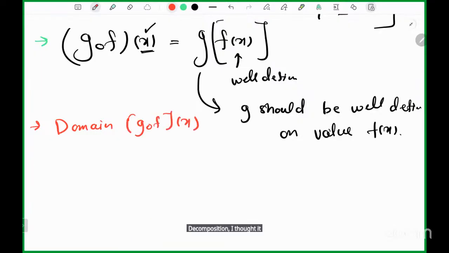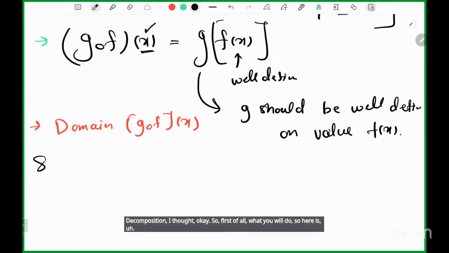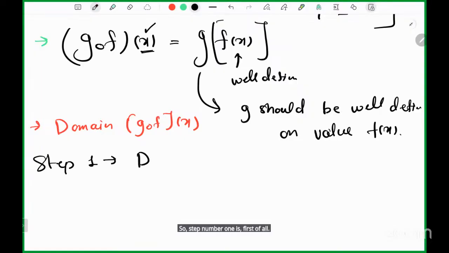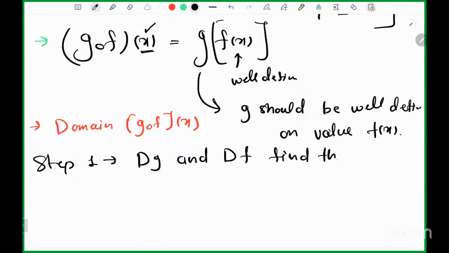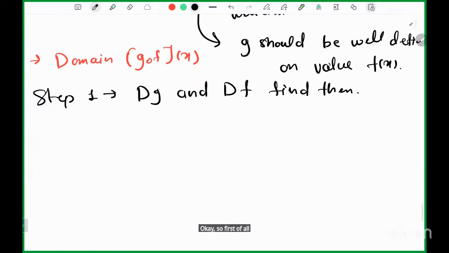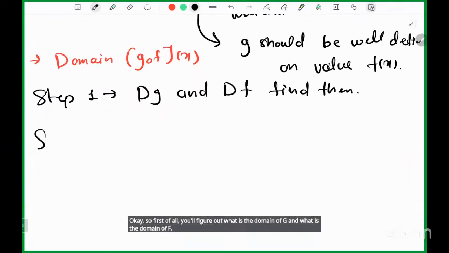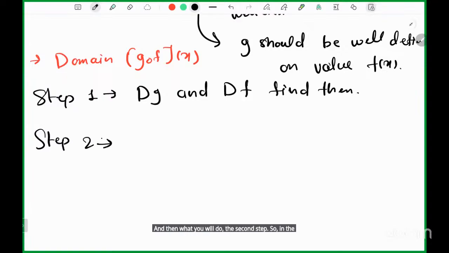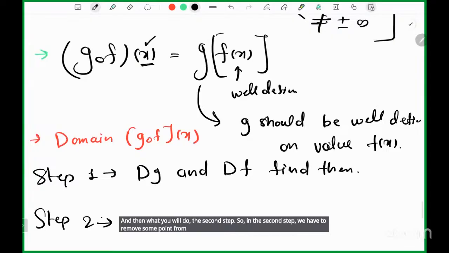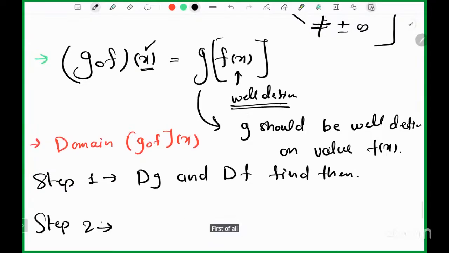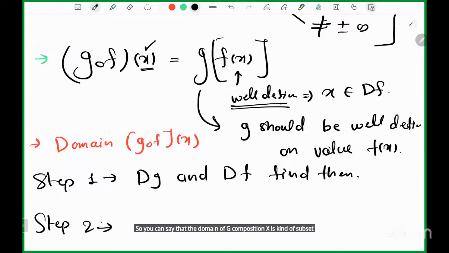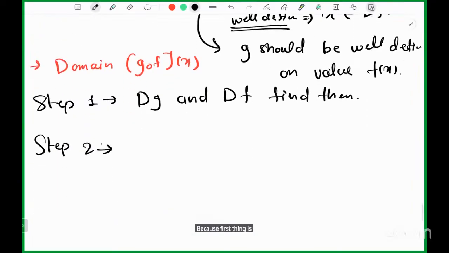Okay. So first of all, what will you do? Here are the steps. Step number 1 is, first of all, you will find the domain of g and the domain of f. And then the second step. In the second step, we have to remove some points from the domain of f, because first of all, f of x should be well defined. So that means x should belong to the domain of f. So you can say that the domain of g composition f is a subset of the domain of f, because f of x should be well defined, and for that, x should belong to the domain of f.